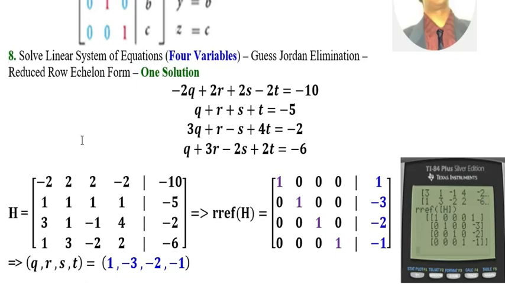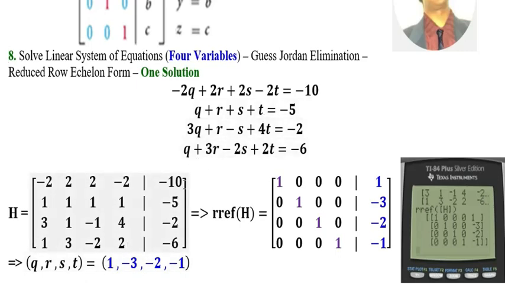For Q we have minus 2, 1, 3, 1. For R we have 2, 1, 1, 3. For S we have 2, 1, minus 1, minus 2. For T we have minus 2, 1, 4, 2.